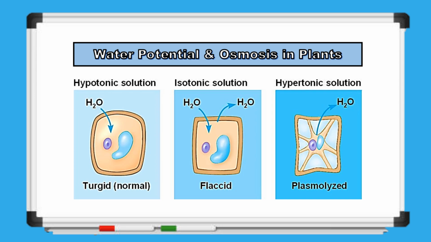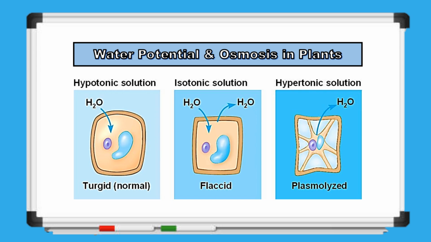Now, this concept explores how different solutions impact plant cells, focusing on turgor pressure and plasmolysis. The diagram on the board is divided into 3 sections, each depicting a plant cell in a different solution to illustrate these processes. On the left, in a hypertonic solution, the plant cell is shown as turgid, with water molecules entering the cell, maintaining its shape and pressure.